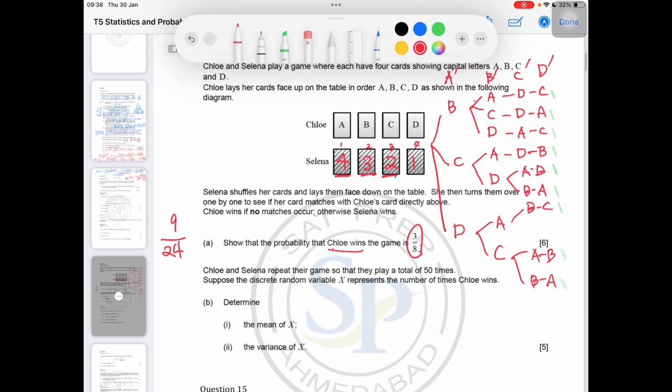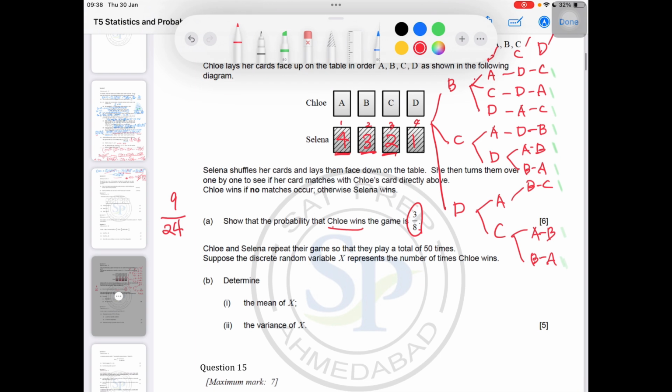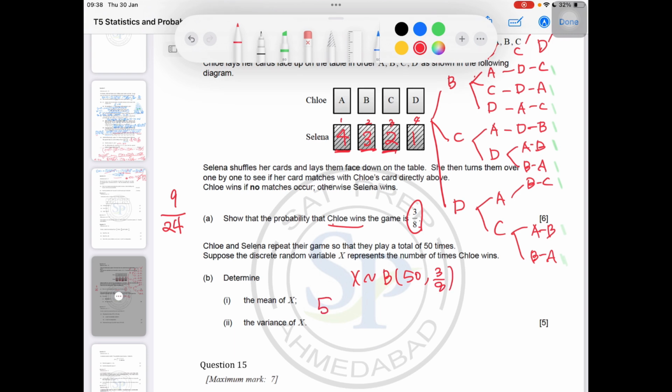So now she repeats the game, playing a total of 50 times. So now x follows the binomial distribution, 50 times with probability 3/8 that Chloe wins. The mean is 50 times 3/8. We call it the expectation of x.